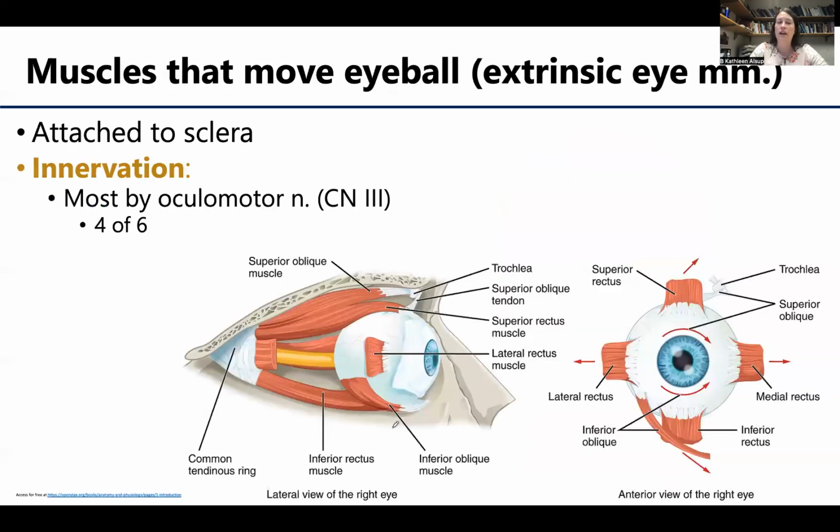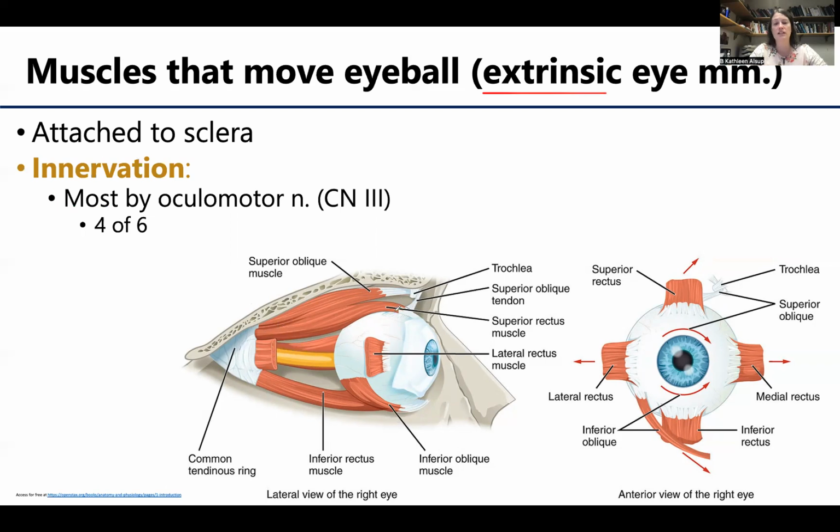Okay, moving on. There are going to be muscles that move the eyeball. These are often referred to as extrinsic eye muscles. Sometimes you hear them also referred to as extraocular eye muscles. And these are going to have some form of a bony attachment. This is why it's extrinsic, because it's going to originate outside of the eyeball.